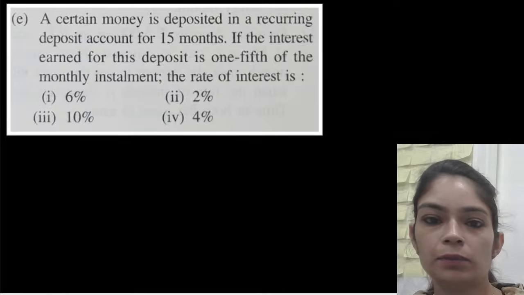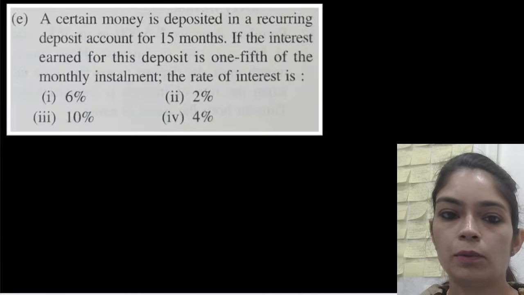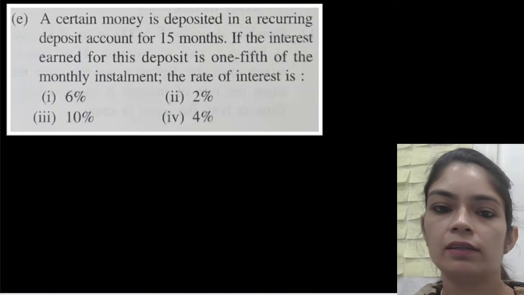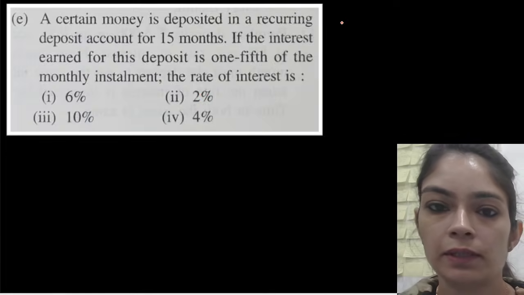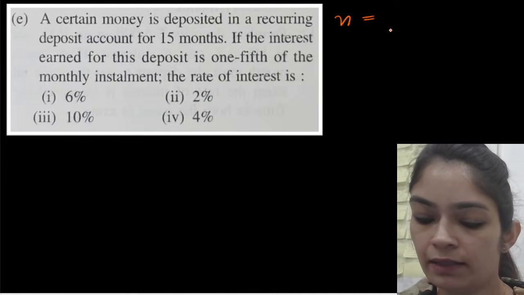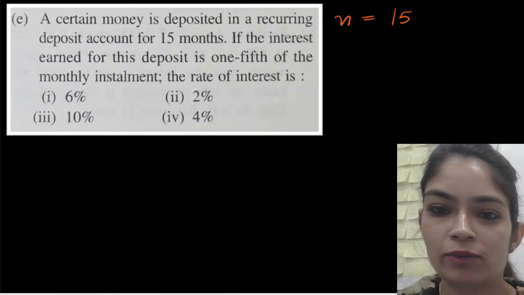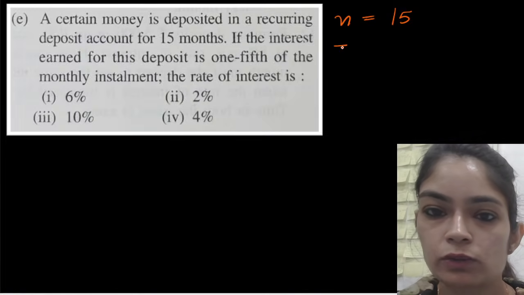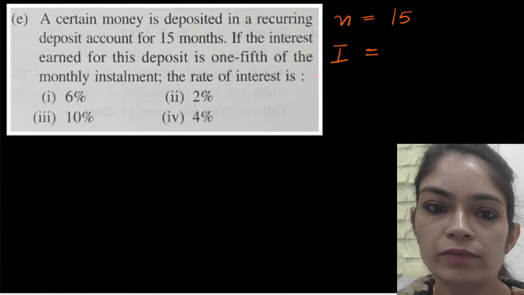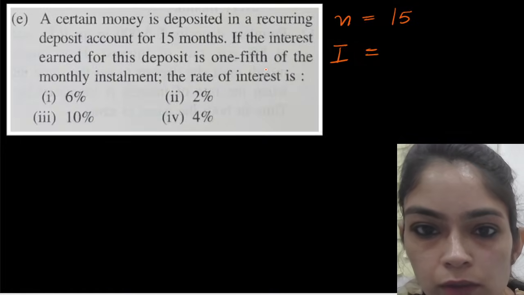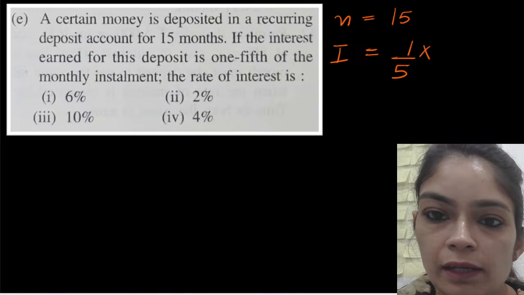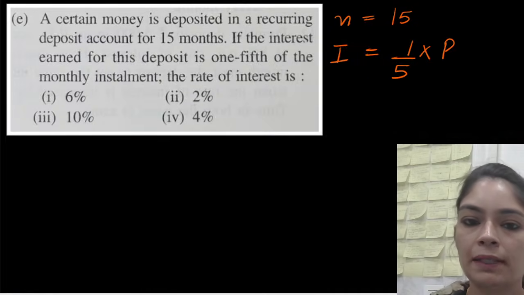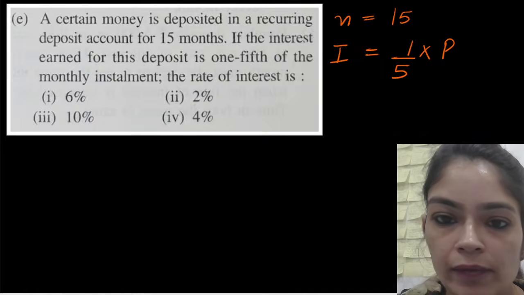A certain money is deposited in a recurring deposit account for 15 months. If the interest earned... this question is just similar to the first question which we have done. So let's see what's given to us here. N is given to us as 15. The interest is 1/5 of the monthly installment. 1/5 means 1 by 5, and 'of' here means multiplication. Monthly installment is the principal, P. So we have to find R.